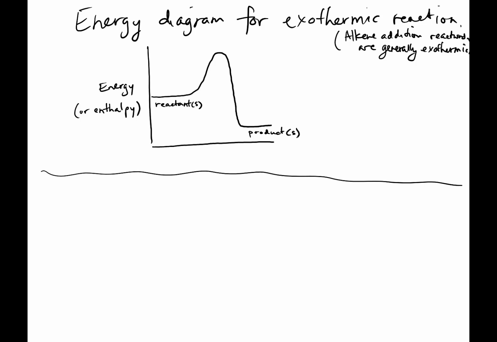So if we're thinking about an alkene addition reaction, we have our alkene here plus our XY here, right? And then our product or products is like this. Oh, no, not a double bond. It's like this, where we have X and Y over here. Okay.